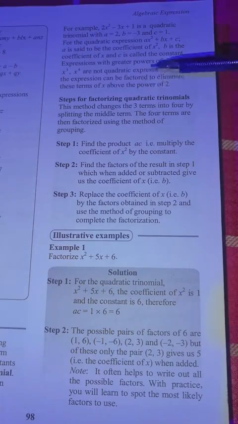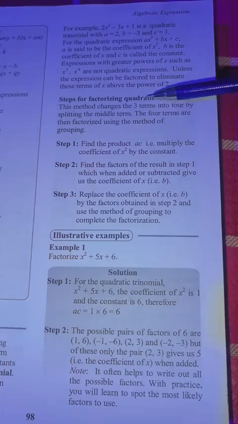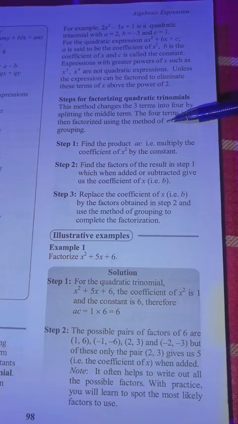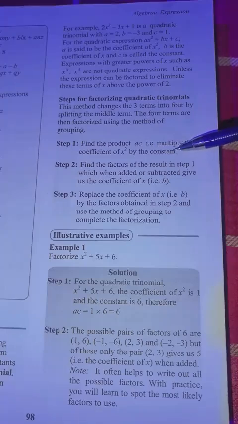So the steps for factorizing quadratic trinomials, this is very specific. This method changes the 3 terms into 4 by splitting the middle term. Don't worry, the 4 terms are then factorized using the method of grouping. So you remember now that whatever we are learning, we are not discarding, we are building up the blocks. So the first step is find the product of AC. That is, multiply the coefficient of x squared by the constant, which is the c, right? C is the constant because so far it has no variable attached.